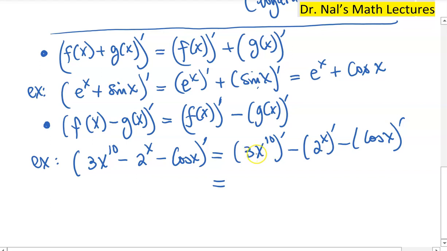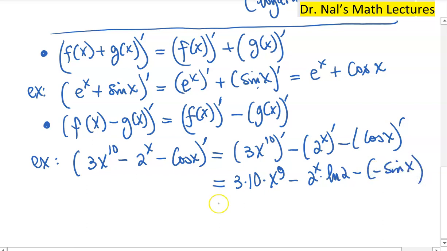So 3 times x to the power 10, the 3 remains, the 10, and then x to the power, we reduce the exponent by 1, so it's x to the 9, minus 2 to the x, we already learned it's 2 to the x times ln 2, minus cosine of x, the derivative is minus sine of x. So as a result, the derivative of the desired expression is 30x to the 9 minus 2 to the x ln 2 plus, minus is a plus, sine of x. There you go. So that's our second rule.